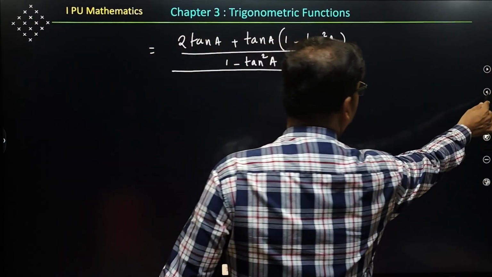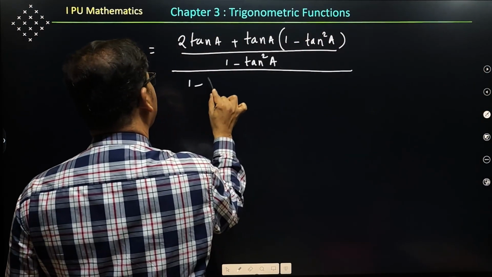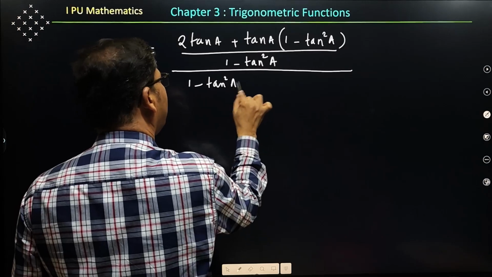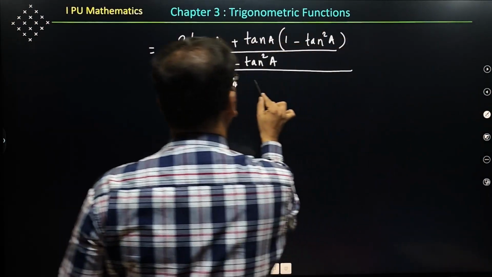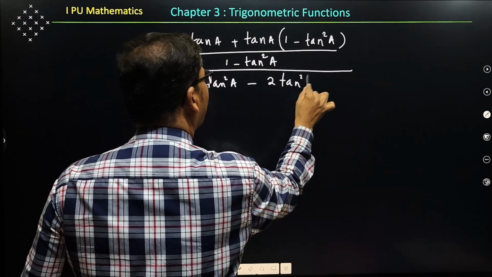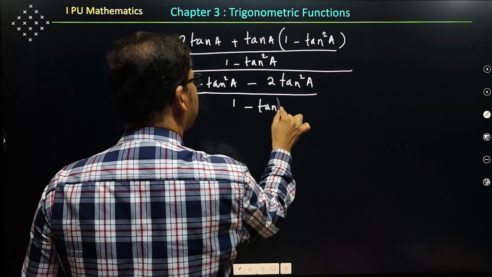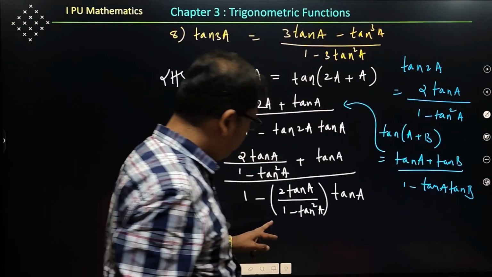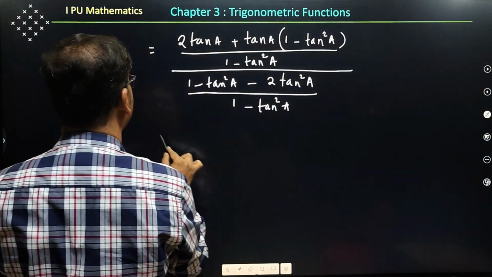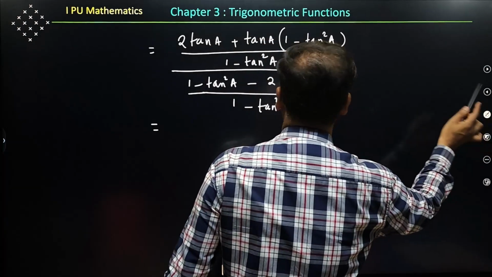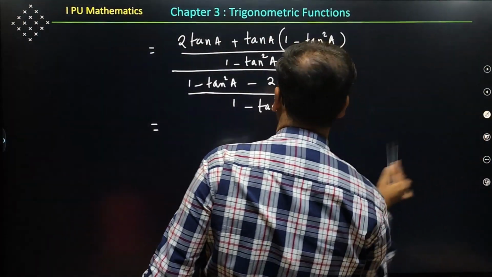Let's keep that for later. 1 minus tan square A multiplied here. Next, minus 2 tan square A minus 2 into tan square A, whole divided by 1 minus tan square A. See, 1 minus tan square A is the LCM for this. So the next step is to simplify this directly. You may cancel, or you may write one extra step, no problem, so that you can understand properly.